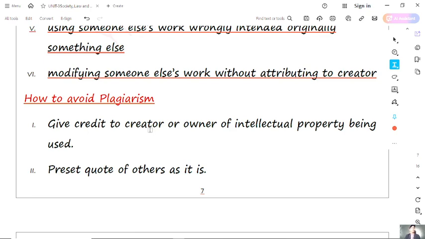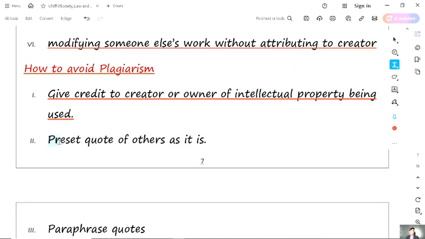So first, this is very simple. What do you do? Give the credit to the creator or owner of the intellectual property being used. It means if I am using the book of Preeti Arora, a book of the class, we have to give the credit to the book. I have taken this book from Preeti Arora, or I have taken the syllabus from NCERT. So we should give the proper name. If we are making a video, we should mention that name. This is the credit for the original creators.